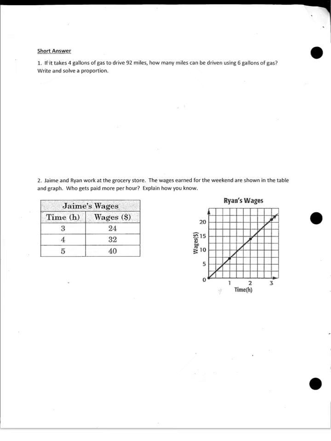Number 2. Jamie and Ryan work at the grocery store. The wages earned for the weekend are shown in the table and graph. Who gets paid more per hour? Explain how you know. So you're going to look at the table and you're going to look at the graph, and from that information, you're going to figure out who gets paid more per hour. So who gets paid more each hour? And then you're going to explain how you know.